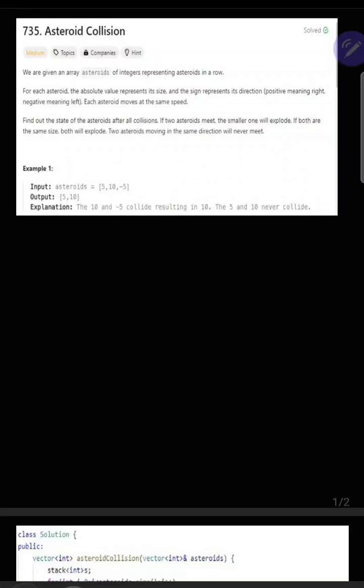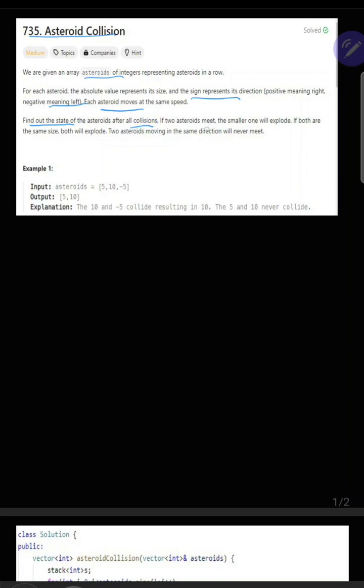So guys, today's problem is asteroid collision. We are given an array asteroids of integers representing the asteroids in a row. For each asteroid, the absolute value represents its size and the sign represents its direction. Positive meaning right direction, negative meaning left direction. Each asteroid moves at the same speed, and find out the state of the asteroids after all the collisions happen.